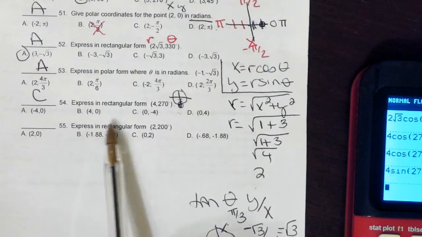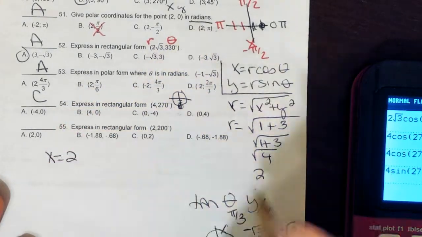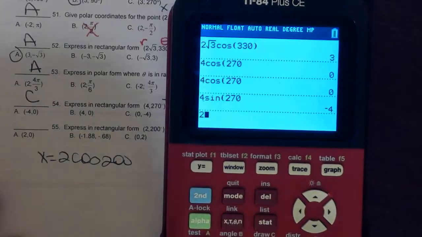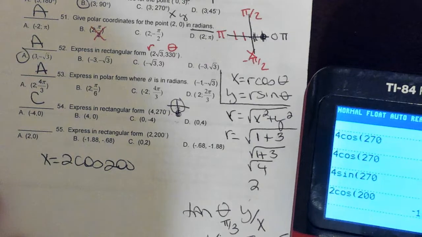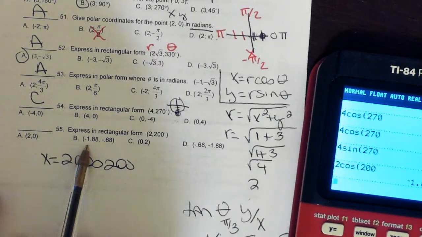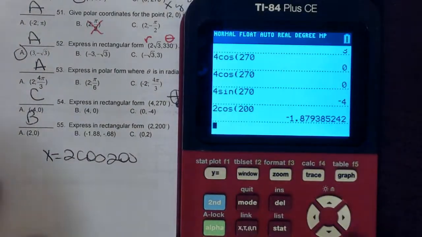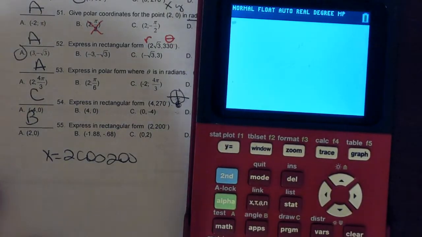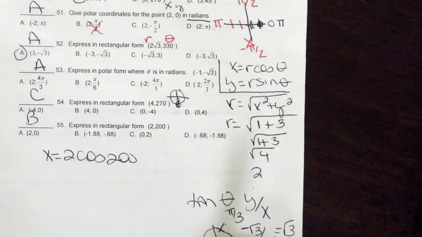The last one says express in rectangular form 2, 200. It's the same type of problem. X equals 2 times cosine of 200 degrees. We're going to type that in our calculator. 2 times cosine of 200 degrees is -1.879, so -1.88. That looks like it's the only one, so I'm going to say that B is my answer. I'm going to go ahead and check the y one just to make sure. Y is r times sine theta. So r is 2. We're going to do sine of 200. And it's -0.68, which is exactly what that says.